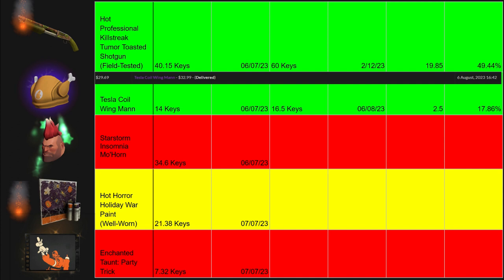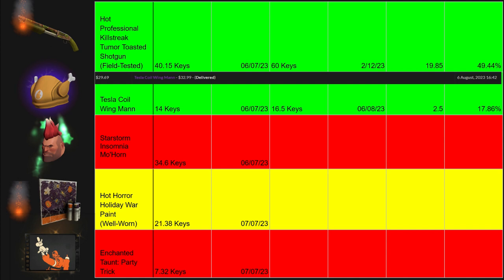Starstorm Insomnia Mohorn. Even though I say Halloween 2016 hats and effects are good, I think this is an exception. Back in the day, it would be good, but nowadays, since it's a pink grade and doesn't look that good, it has inflated and is hard to sell. I think I quicksold mine on a shortage of keys.